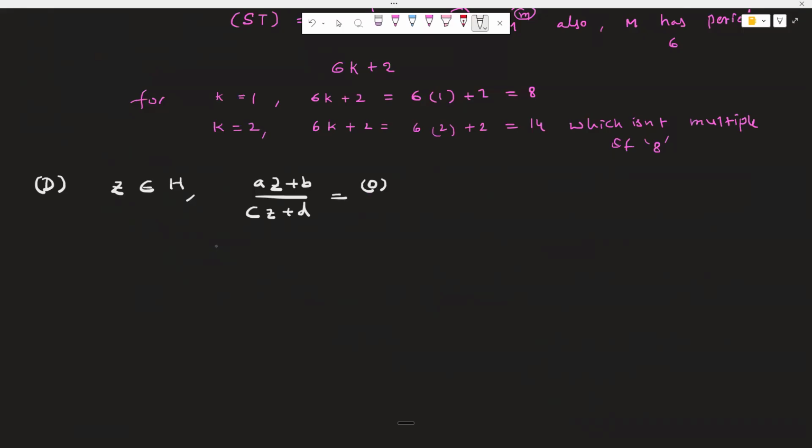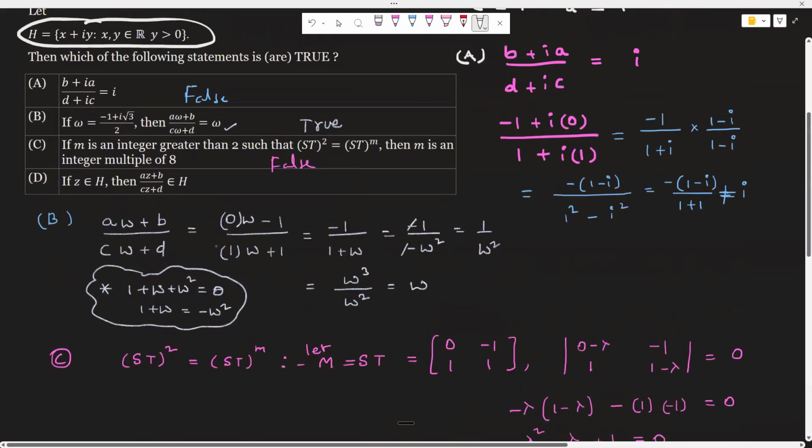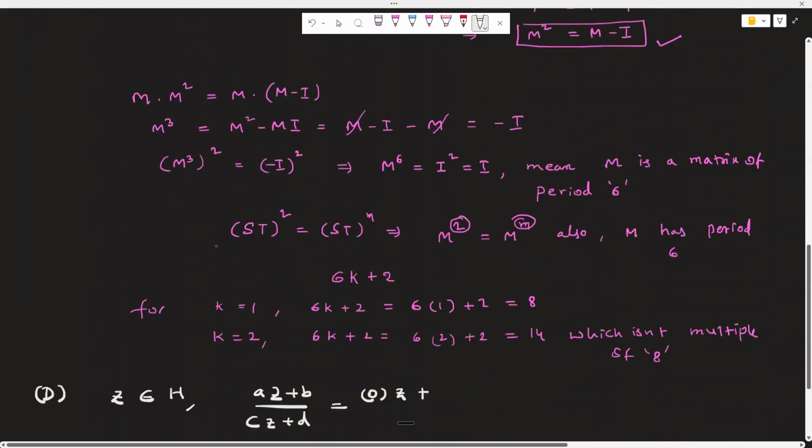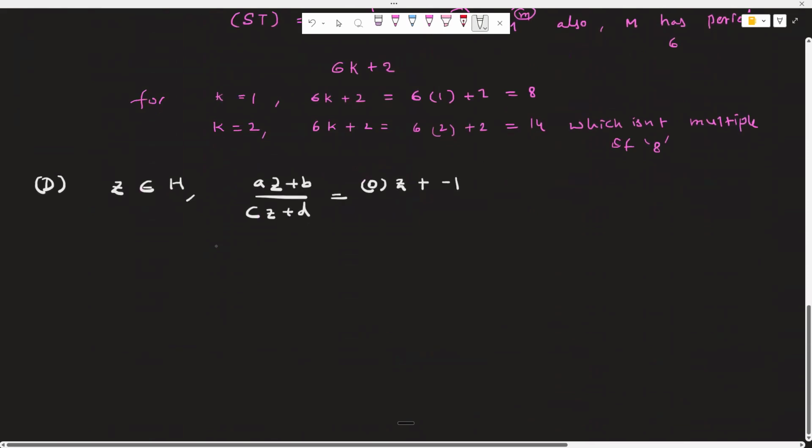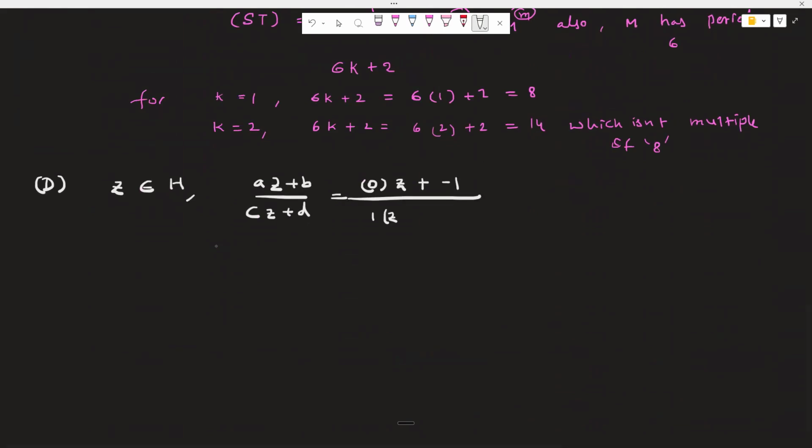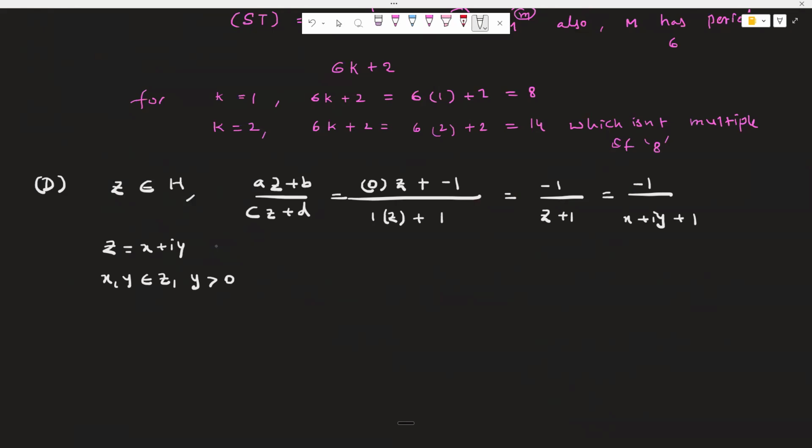We know that a value is 0. And what is the value of b? Value of b is -1 and c value is 1 and d value is 1. Of course, it will be converted like -1 by z plus 1. We can replace z value with x plus iy, where x comma y both are real numbers, and according to the statement of H, y is more than 0. So replace z value with x plus iy plus 1.